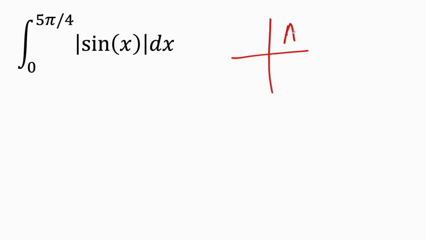In this quadrant, everything is positive. In this quadrant, sine is positive. In this quadrant, tan is positive. And in this quadrant, cosine is positive. Now we have from 0 to 5 pi over 4. So from 0 to pi, it's all positive because sine is positive here. But from pi to 5 pi over 4, it's not.